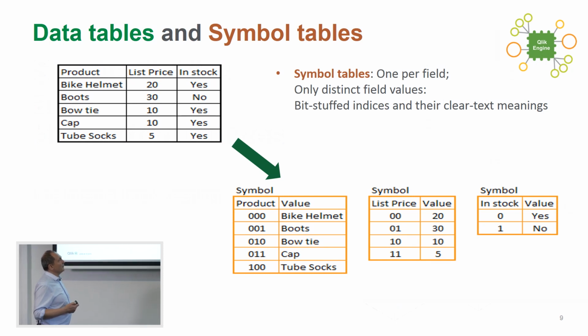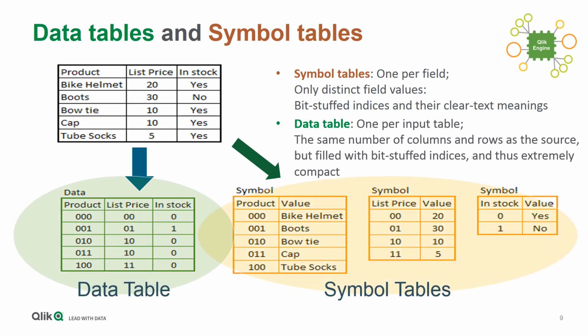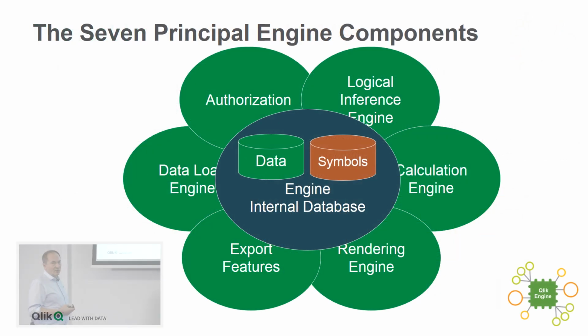Okay, now we have created the symbol table. Now we also create the data table, which basically is a copy of the input table. If the input has 5 rows and 3 columns, then the data table also has 5 rows, 3 columns. But in the data table, we of course use the bit-stuffed indices. So here we have an extremely compact data model, but we haven't lost any information at all so far. Data tables and symbol tables. And that's the main part of the internal database in the engine.